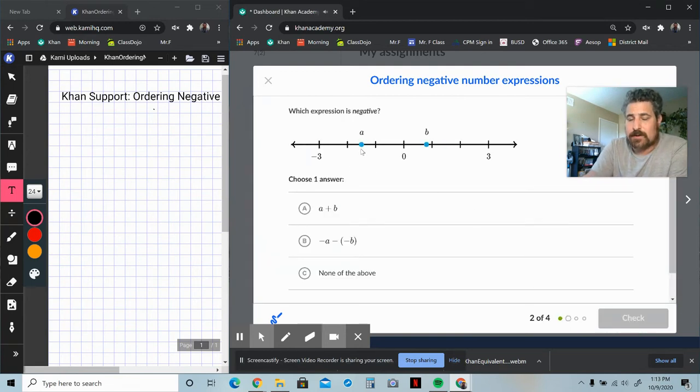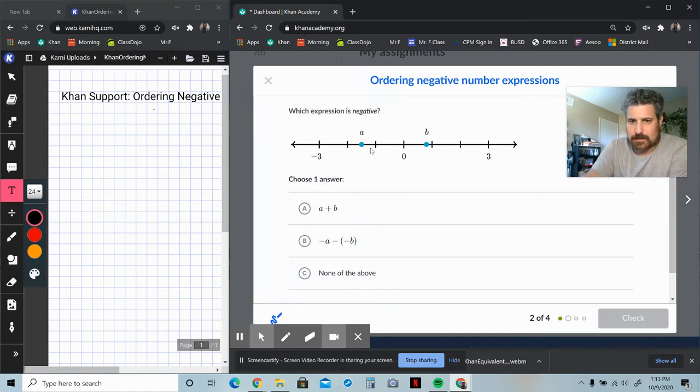Is A positive or negative? A is negative. Is B positive or negative? B is positive. Okay, I don't really care what their values are. All I care is that they're positive or negatives. I can see that A is a negative. I can see that B is a positive. Fair enough. So it says, which expression will end up being negative?